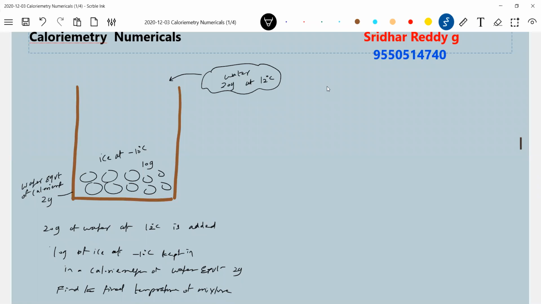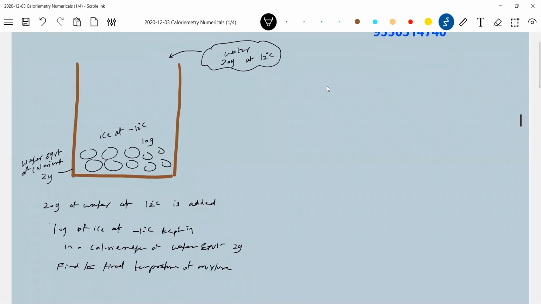So what do you expect? The final temperature should be less than 12 and should be greater than minus 10, so in between any value. For that, I think we know the formula. Directly you can't say that, so I'll apply that formula. We have to carefully analyze here.